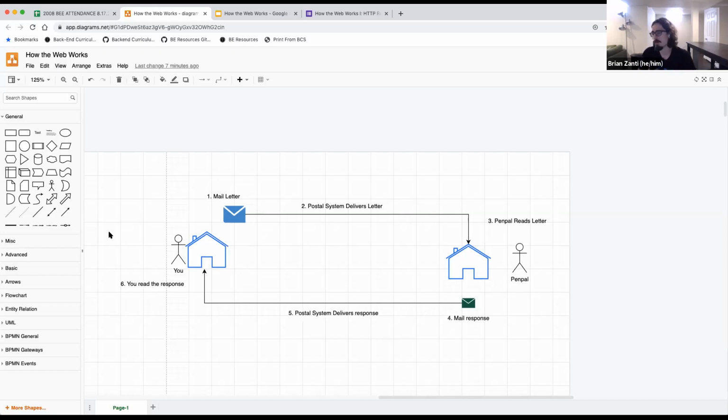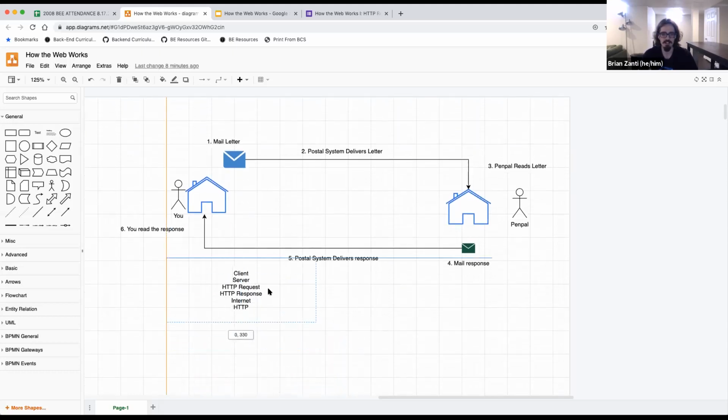Okay, so imagine you want to get something from a pen pal that you have. You want to write them a letter. You want to ask them for some sort of information. So you're standing over here. The first thing that you're going to do is write and mail this letter. You're going to take this letter and drop it in the mailbox. The postal system is then going to deliver this message to your pen pal. Your pen pal is going to read that letter and read what you want, and they're going to respond in some way. So they're going to mail this response. The postal system then similarly delivers the response back to you and you read it. So that is an exchange of information between you and your pen pal.